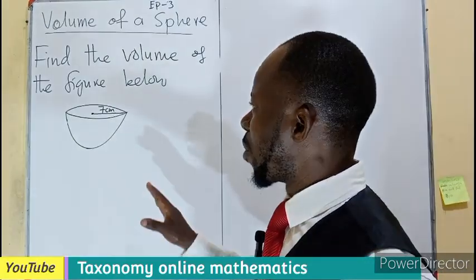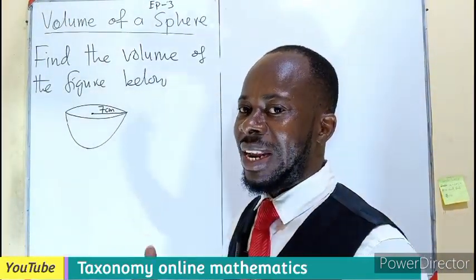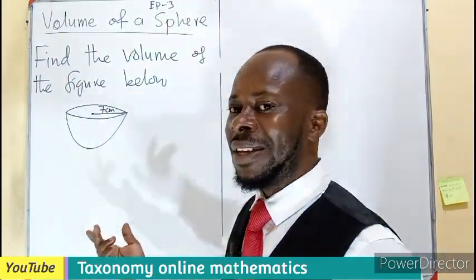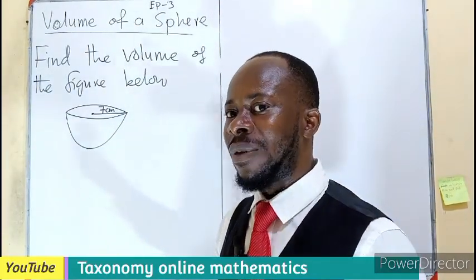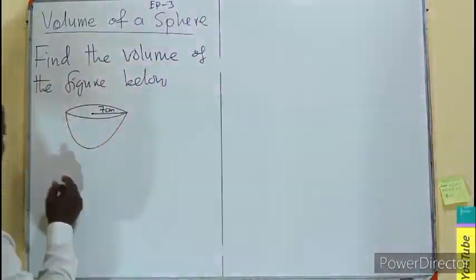We have to find the volume of this figure. First of all, we have to identify what figure this is. This is a hemisphere, that is half of a sphere. So, fast forward.